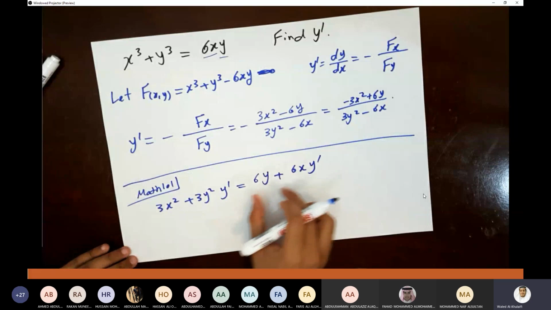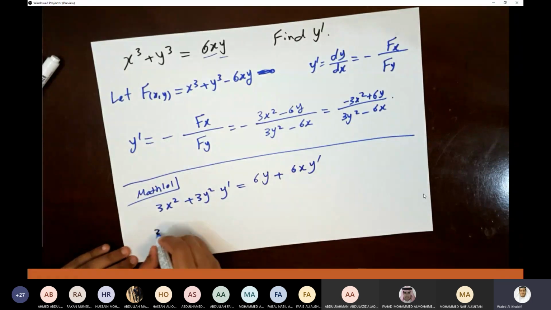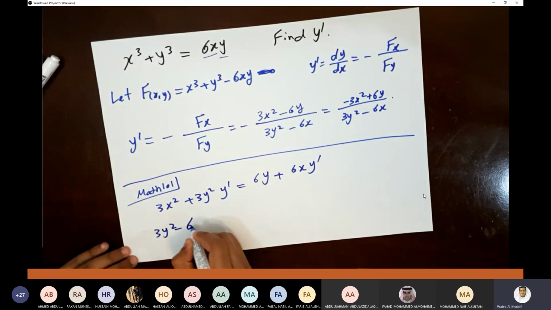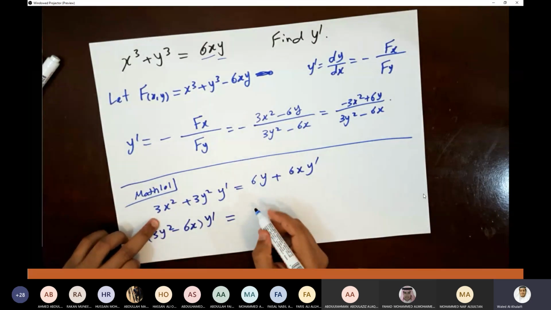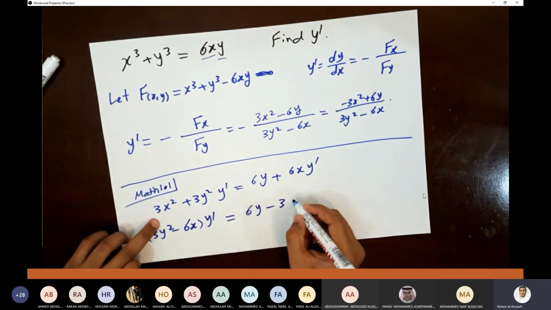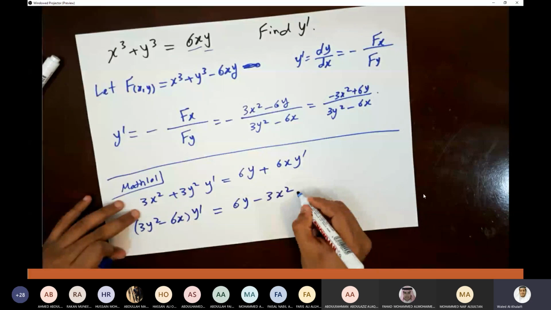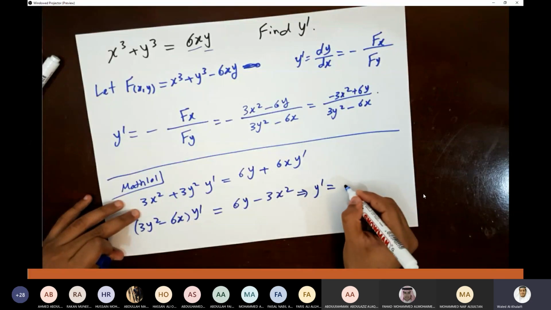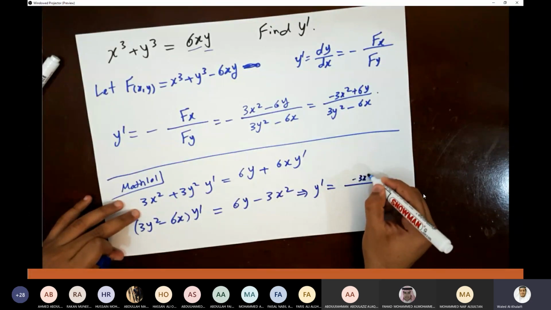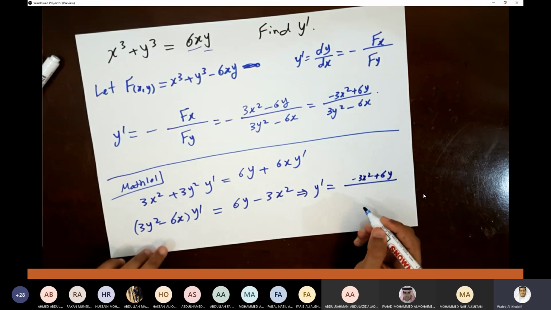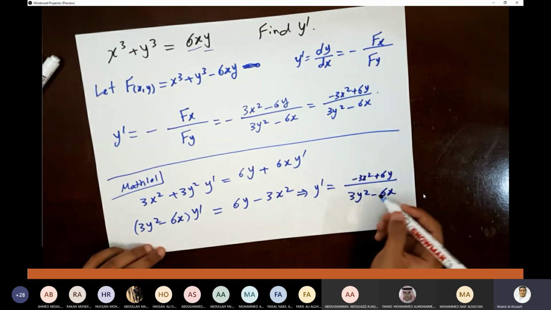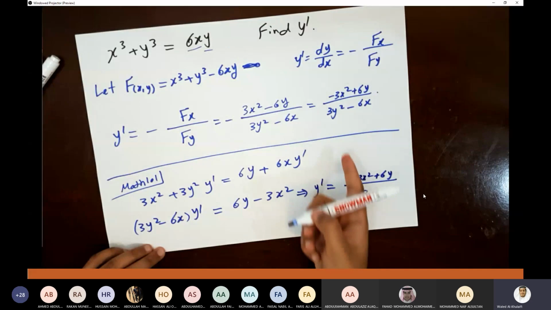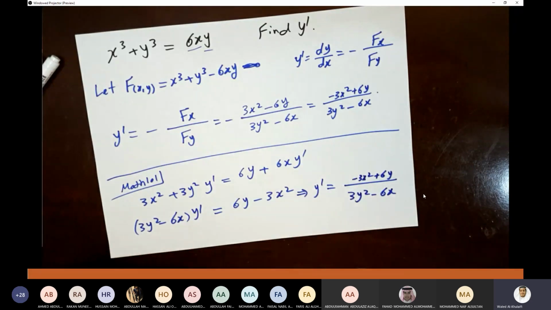بعدين إيش نسوي؟ نرتب ال y prime في جهة فتصير 3y squared minus 6x y prime equals، وتودي هذا الجهة الثانية فيصير 6y minus 3x squared. فلما تقسم الطرفين إيش يصير يا شباب؟ minus 3x squared plus 6y تقسم على هذا. You see? The same answer. The same answer you get.